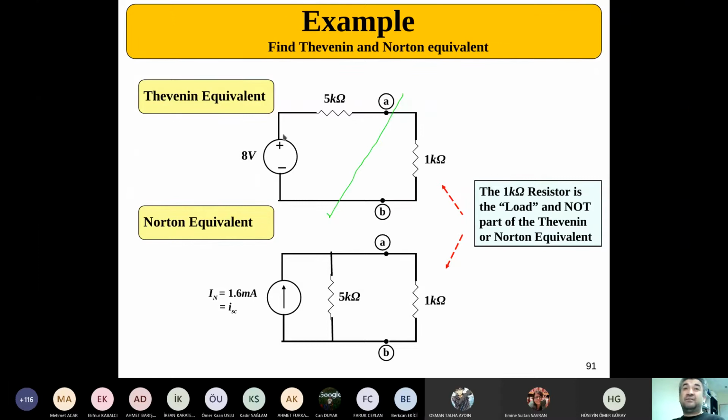8 volt voltage source in series with a 5 kilo ohm resistance, and the corresponding Norton equivalent circuitry for this circuit is a current source of 1.6 milliamps in parallel with a 5K resistive value. How is it up till here? This is the first method using open circuit voltage and short circuit current technique.